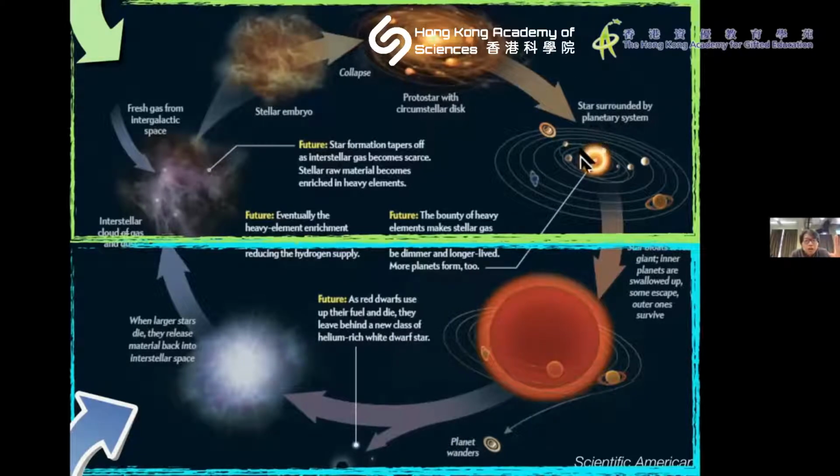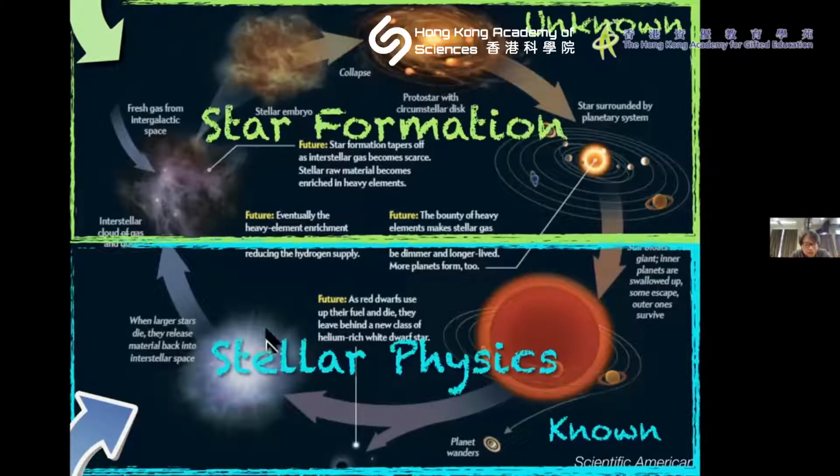And so there are two basically different kinds of process. Right? From the baby star to the death of a star, this is very well known. This is called stellar physics. But the other process, how can we process the diffuse medium all the way to a star and to a planet? This is not very well known. This is called star formation.